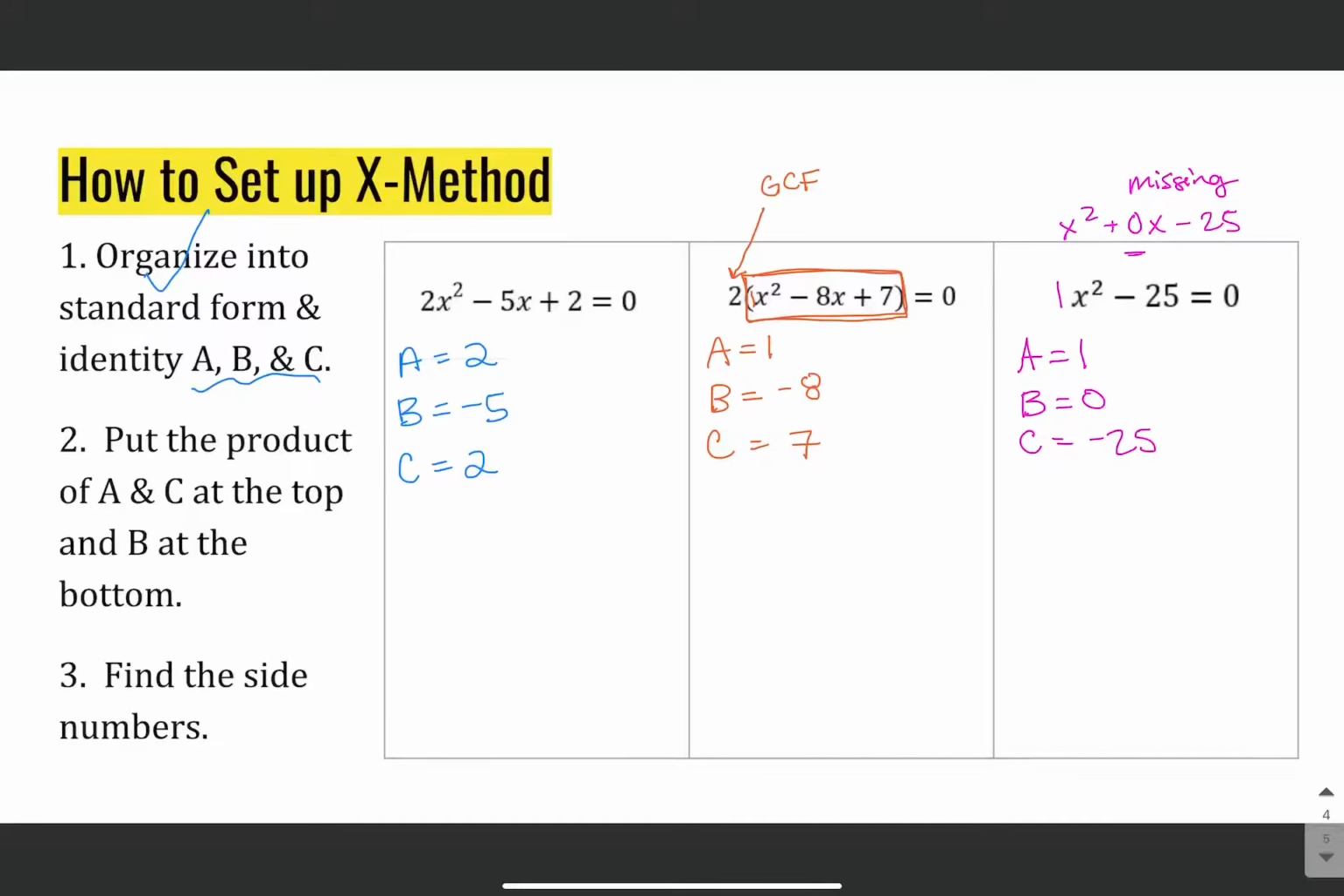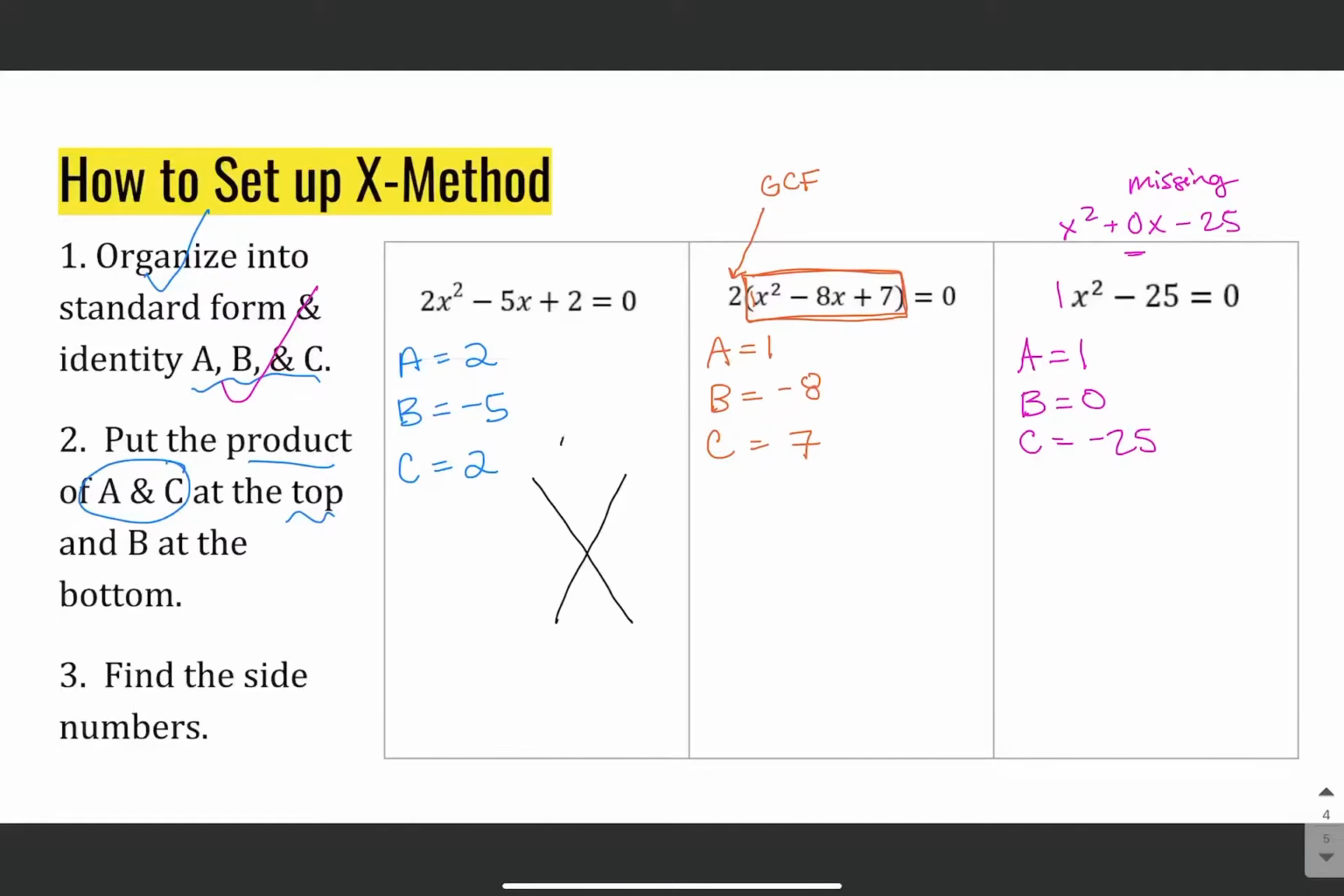If you are having issues with identifying A, B, and C, you need to look at the previous Edpuzzle video to catch up on that. All right, so we did that. I got our A, B, and C. Our next step is to put the product of A and C at the top. Okay, so we're going to be setting up our X method.